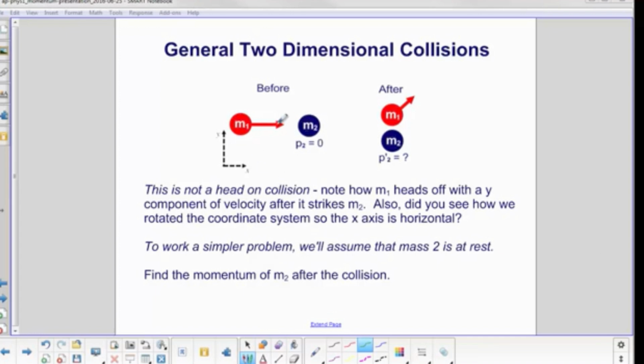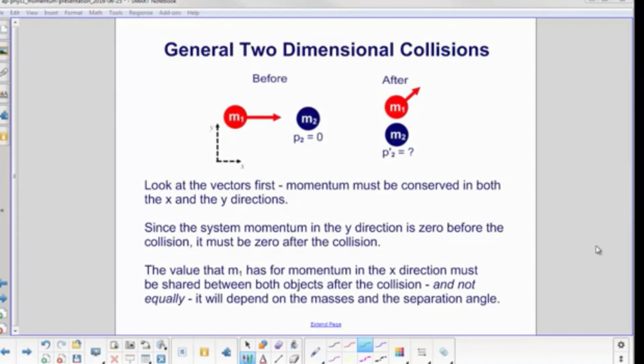So here's our 2 objects, and we're going to assume that mass 2 is at rest just to make the problem easier. And here's mass 1, where we've lined up the reference frame, the x direction, in the same direction as mass 1's velocity. Furthermore, we're not going to assume a head-on collision, because after the collision, put a little wavy line here, m1 is going to move off in that direction. And the problem is, what's going to be the momentum of mass 2?